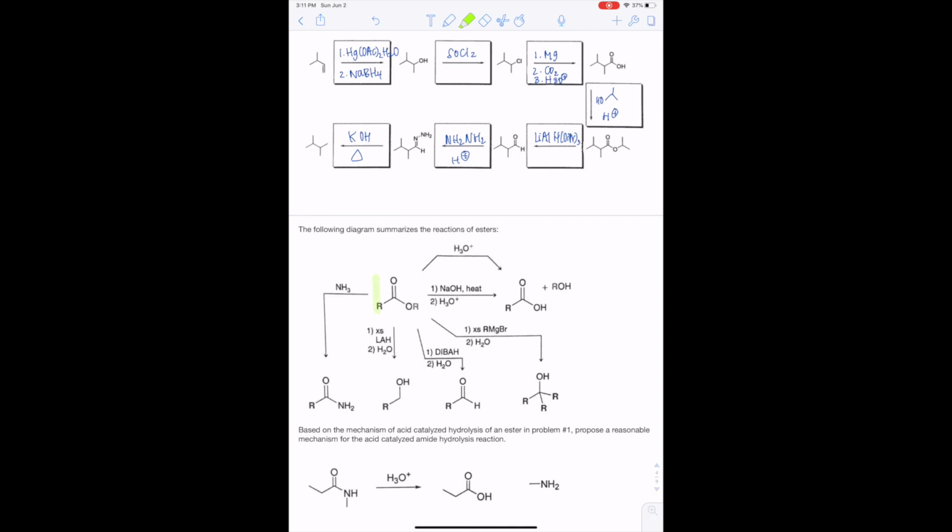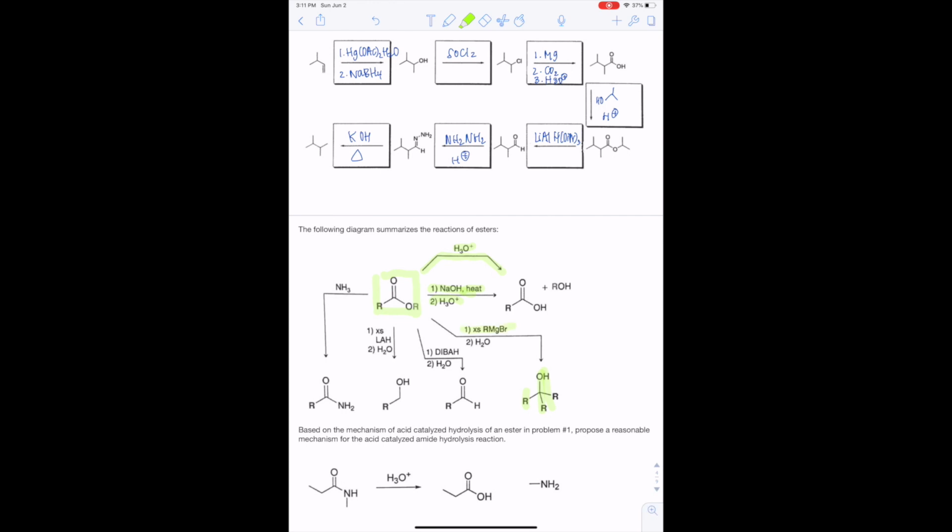This is the summary of the reaction of esters. First, we'll use H3O plus with an ester to create a carboxylic acid. Next, we can do the same with NaOH, heat, and H3O plus.